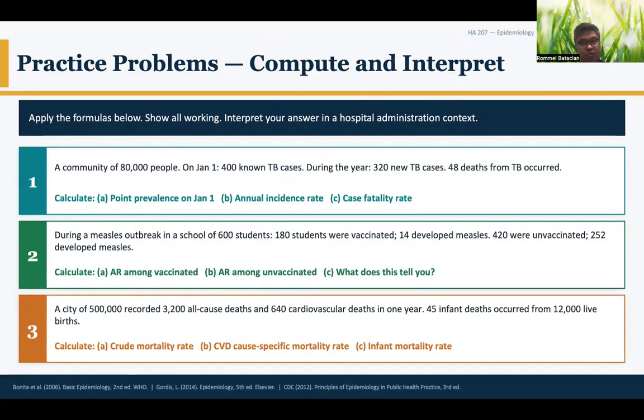So as homework, and this will be part of your Saturday activity, there are practice problems where you will compute these different rates. There are three scenarios that are given. So please answer them and submit them in a document file through my email address. You can pause the video and compute what is asked in every scenario.